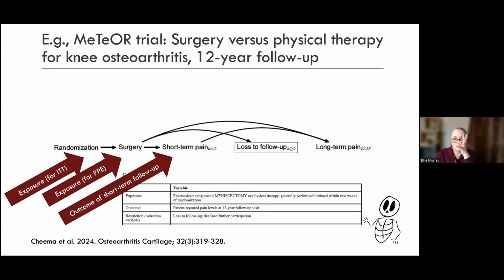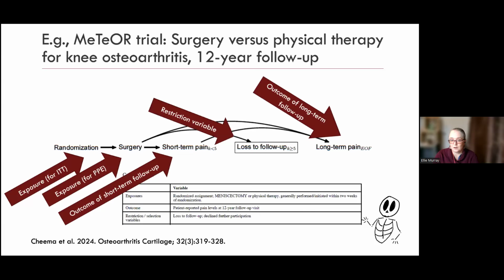And then the trial ended, so everyone went their separate ways, right? And so then we had to bring people back in for the long-term study. So we have a long-term follow-up outcome, and we have a restriction variable, loss to follow-up during that period between the two trials. In fact, they actually were able to bring back almost everyone. And so in the end, this didn't really matter. But in thinking about what could matter, this is obviously a key piece.